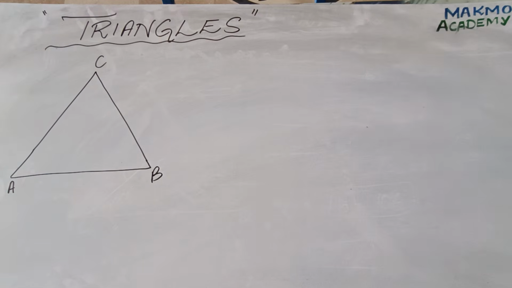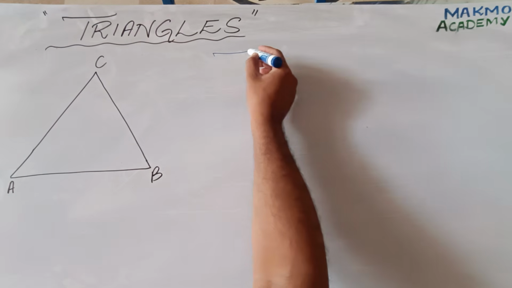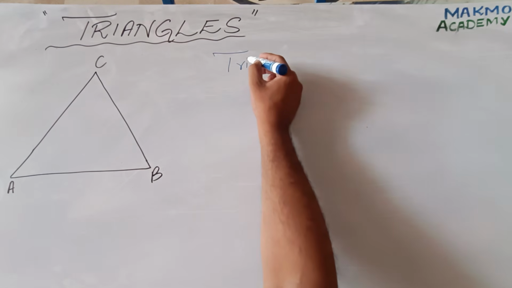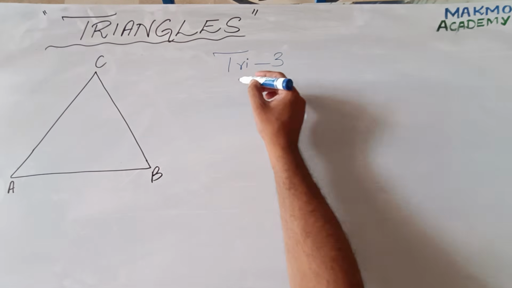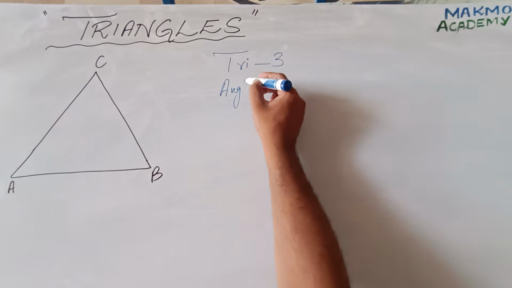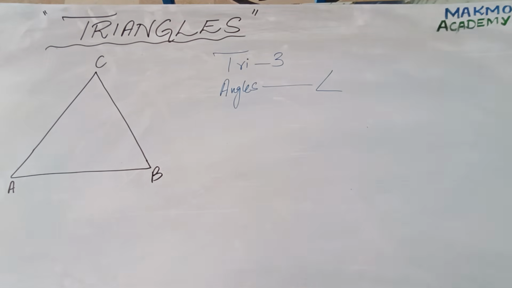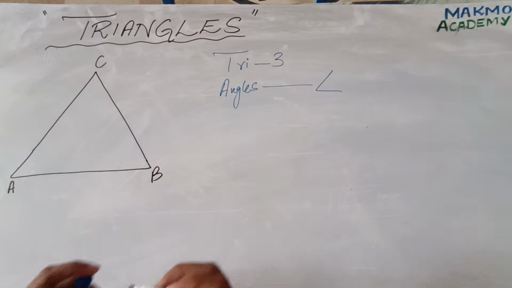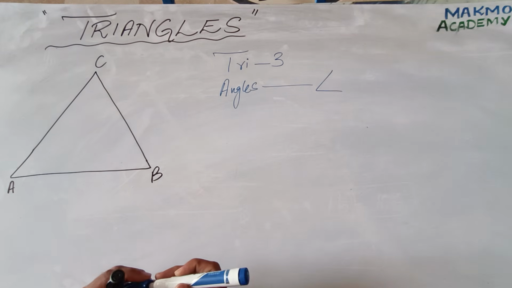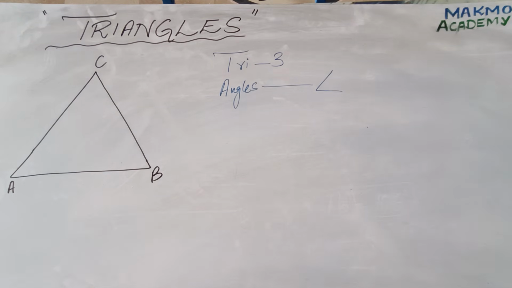So it's a very interesting topic. So let's start with triangle. Tri means three, angle means angle. So it means three angles. A figure which has been formed by the combination of three angles, that figure is called triangle. So what are the basic elements of a triangle?